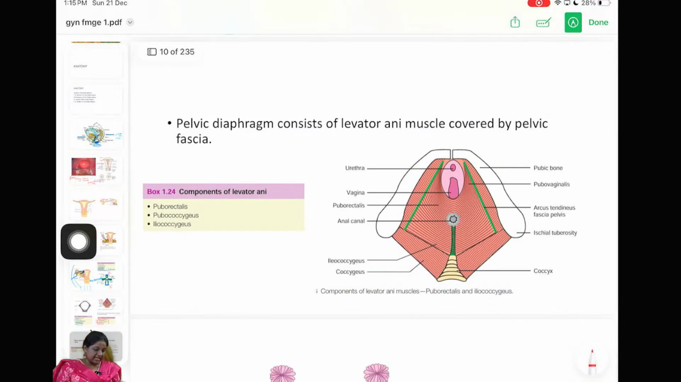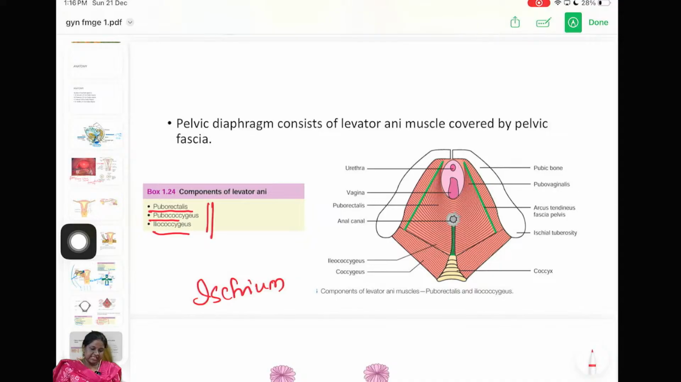So what is levator ani? Levator ani is these three muscles: iliococcygeus, pubococcygeus, and puborectalis. Usually in UG and all, they generally say iliococcygeus, ischiococcygeus, pubococcygeus. No, it's iliococcygeus, pubococcygeus, and puborectalis, because the ischium is not actively involved in forming the pelvis. So iliococcygeus, pubococcygeus, and finally it's going to be puborectalis.